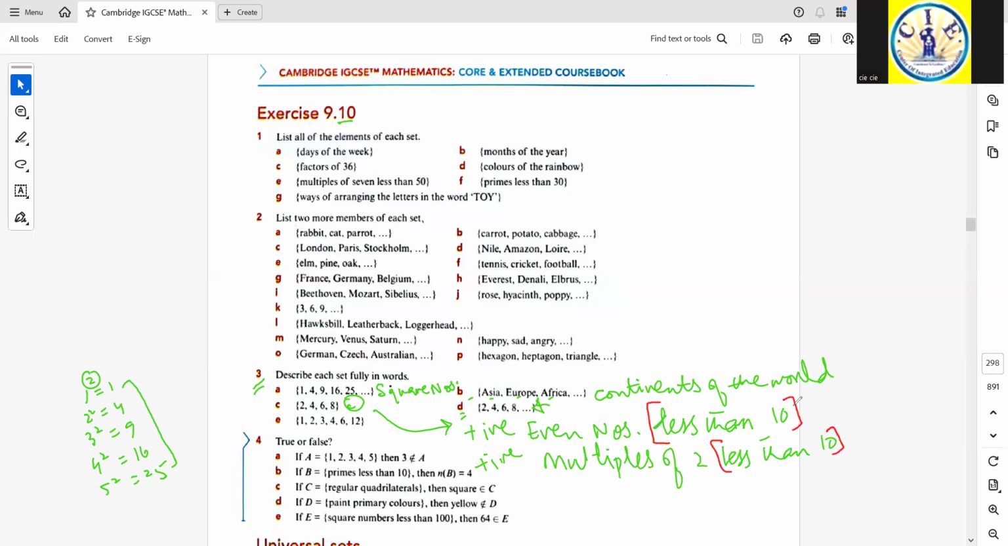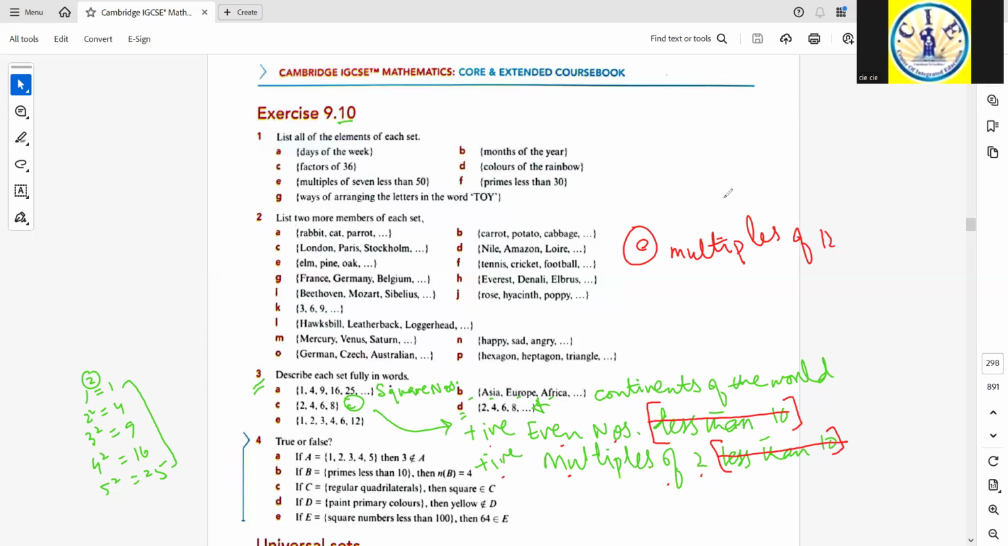For part D, we can either say this is a set of positive even numbers or positive multiples of 2. And then for part E, 1, 2, 3, 4, 6, 12. These seem to be multiples of 12. So we would say a set consisting of multiples of 12. So this is how it is to be done.